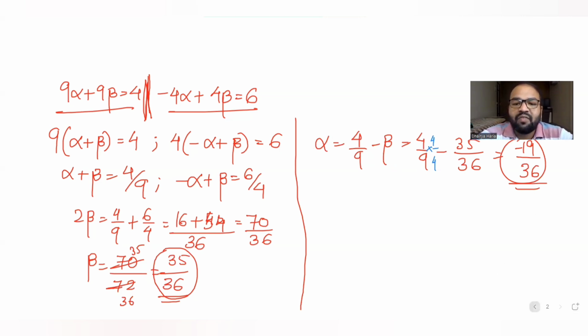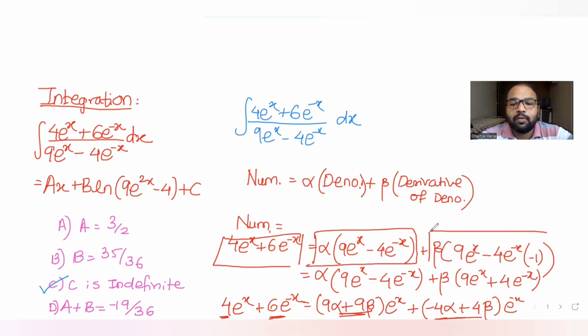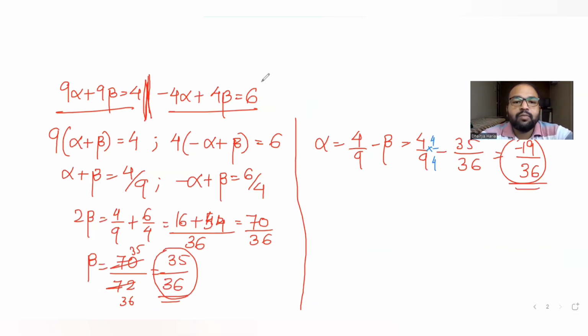So now, if I have found alpha and beta, I can directly write my entire numerator as alpha into the denominator plus beta into the derivative of the denominator. So beta into 9 e raised to x plus 4 e raised to minus x. I'll write it in another color so it is understandable here. The numerator was 4 e raised to x plus 6 e raised to minus x.